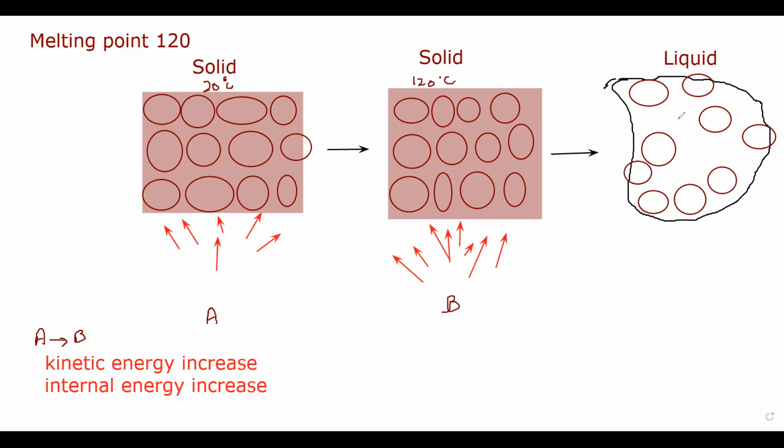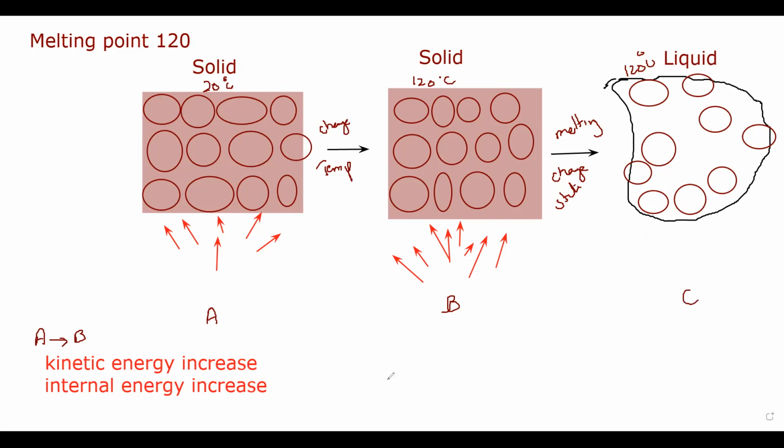The temperature of this liquid which is formed, that is also 120 degree centigrade. Because what is happening here, the solid is converting into liquid. What was happening initially, there is a change in the temperature. Here there is a change in the state. So when the state is changing, like here solid is turning into a liquid, what we'll observe, the temperature does not change, temperature remains constant.